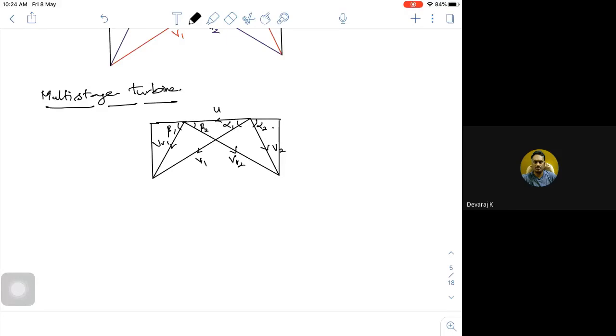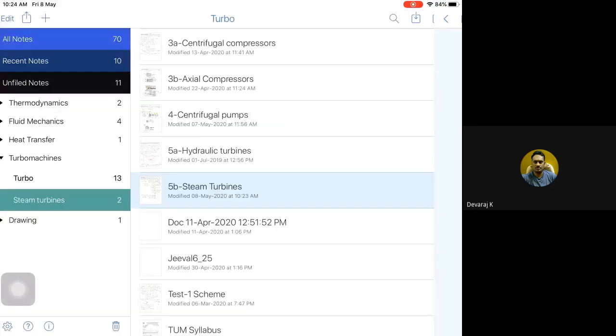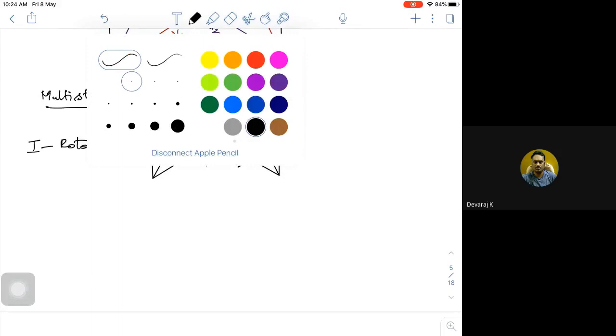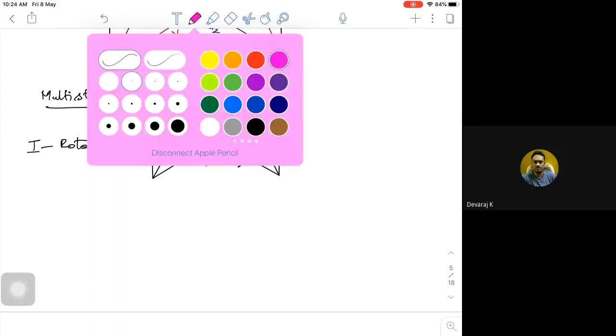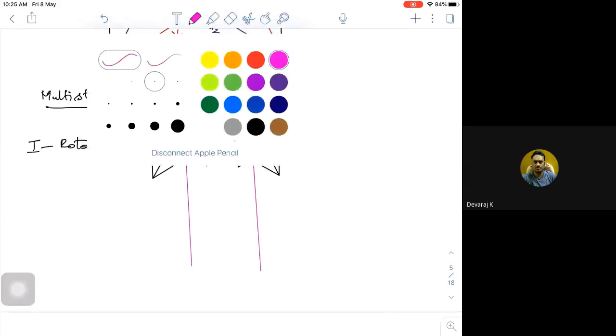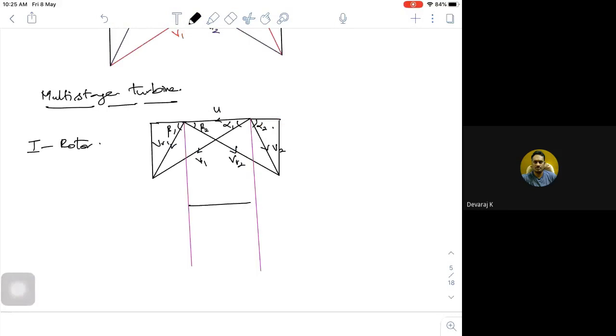Now, this is for the first stage of your turbine, the first rotor. Now, when I have the second stage, my speed remains the same. The blade speed, the rotation speed remains the same. But the energy available will change. So what are we supposed to do? We have to project this U and keep this U the same.